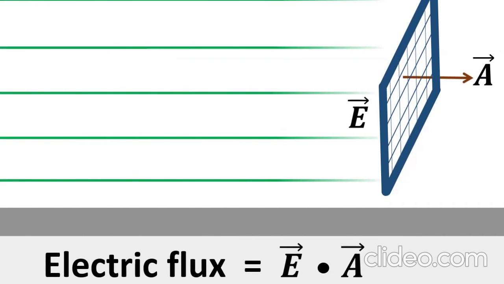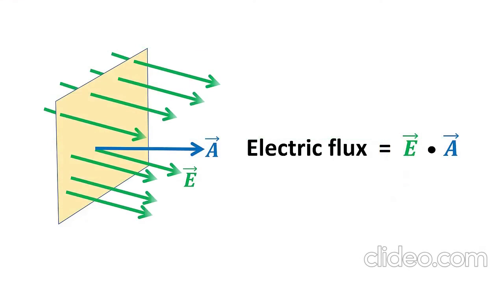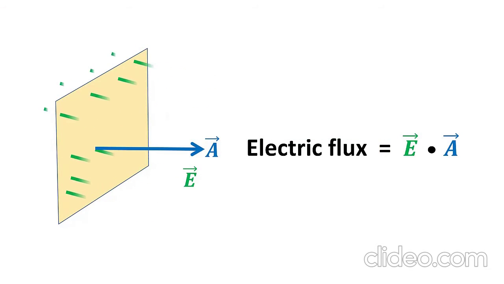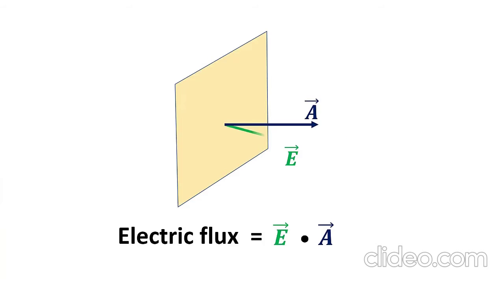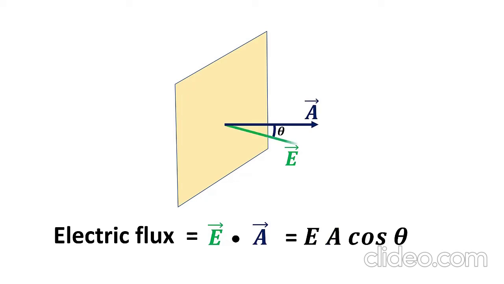Electric flux is the measure of distribution of electric field through a given surface. That is, the number of field lines that intersect is flux. It is represented by vector E dot vector A or EA cos theta.